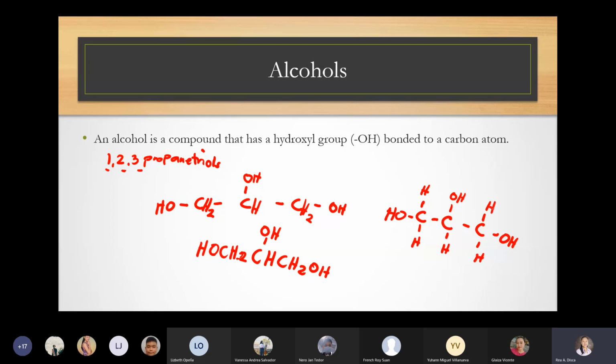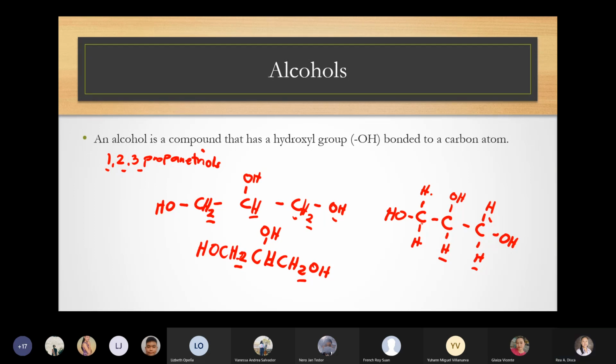Now, bilangin natin how many hydrogens is bonded to each carbon. Okay, dito sa carbon 1, ilan? We have 1, 2. Is this correct? Yes, ma'am. Okay, next. Sa second carbon, 1 hydrogen. Is this correct? Yes, ma'am. Okay, the next is the third carbon. 1, 2. Is this correct? Yes, ma'am.